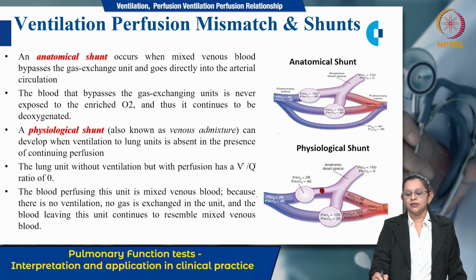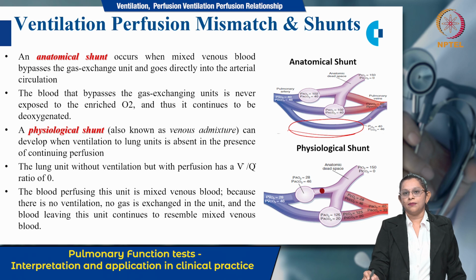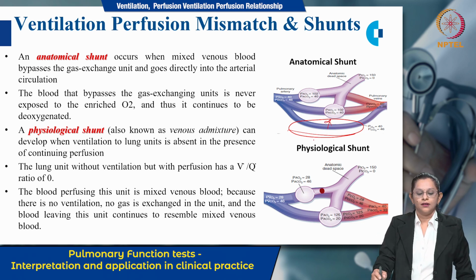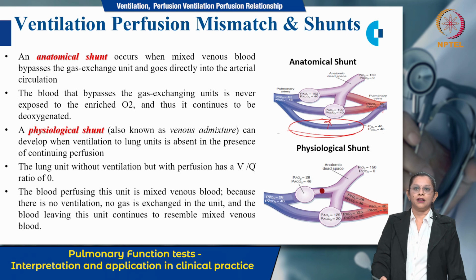Anatomical shunt occurs when the mixed venous blood bypasses the gas exchange unit. You can see that this capillary does not come in contact with the alveoli. This anatomical shunt occurs when the mixed venous blood bypasses the gas exchange unit and goes directly into the arterial circulation. So, it does not involve an oxygenation process and there is no oxygen content in this shunted blood. That is called an anatomical shunt.